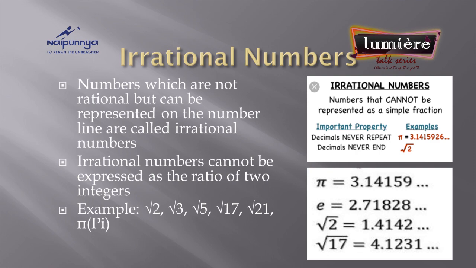You can check it out with the values provided there. Pi is equal to 3.14159 etc. But the decimal points are never repeating here. Similarly, the values of e, root 2, root 17 etc. So here one of the important properties to remember is that decimals never repeat, as well as decimals never end in the case of irrational numbers.